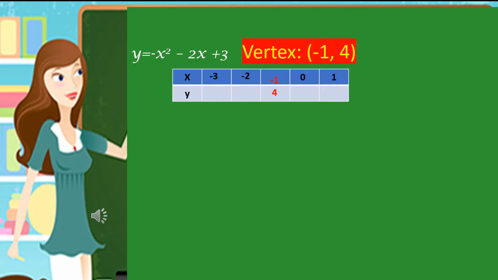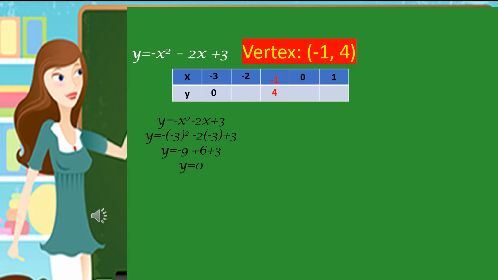Let's start to, x is equals to negative 3, so we have y is equals to negative x squared minus 2x plus 3, so, y is equals to negative 3 squared minus negative 2 times negative 3 plus 3. Simplify, we have y is equals to negative 9 plus 6 plus 3, the value of y is 0.